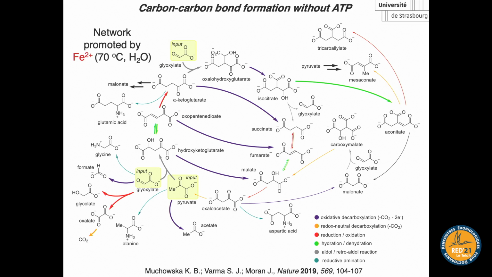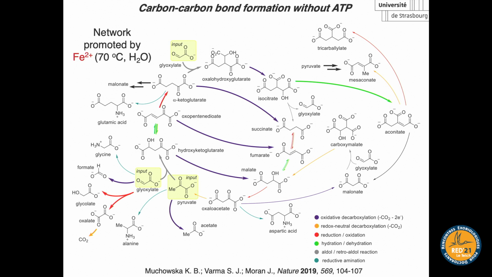So we used different chemical methods, including isotopic labeling. I'm not going to talk about that. You can read the paper if you want. But basically what happens is you start from glyoxylate and pyruvate, which you should see in the yellow boxes. I cannot point on this now, but you should see on the left side of the slide, in the yellow boxes, the starting materials.